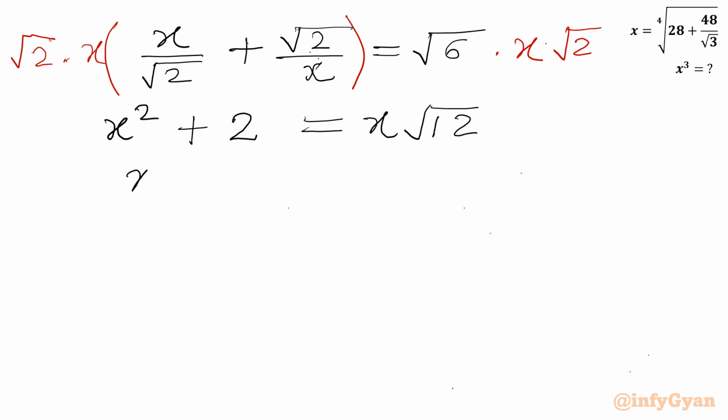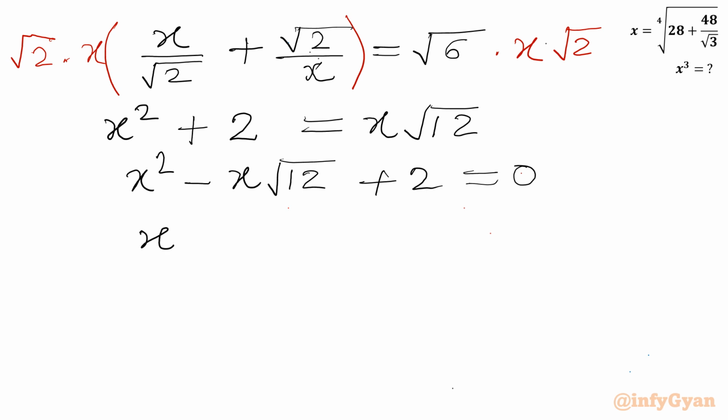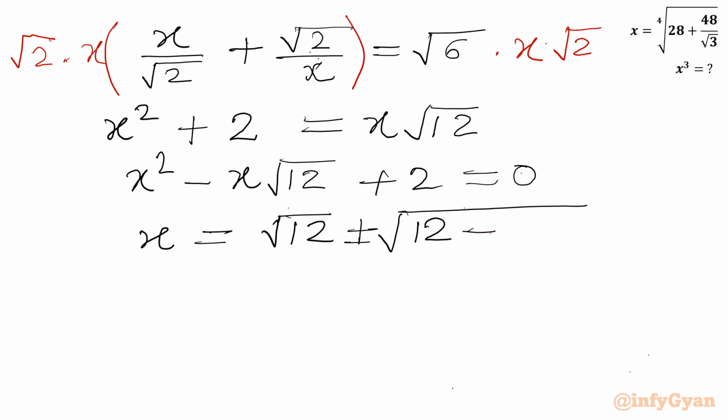Now I will write all the terms to one side. X square minus x root 12 plus 2 equal to 0. This is one quadratic equation. I will apply the quadratic formula to find out x. So x will be equal to minus b, so minus of minus root 12, plus root 12, plus minus under the root b square, minus root 12 whole square, 12, minus 4 times 1 times 2, so 8, divided by 2a, so 2.